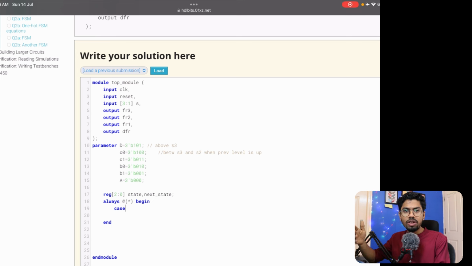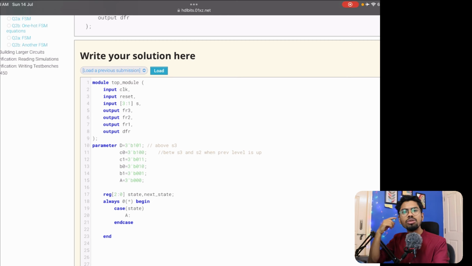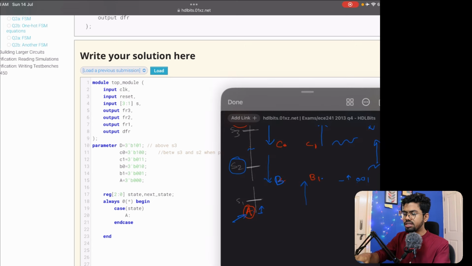In our previous problem of FSM, we have seen already that we can go the K-Map way also. There are other things also, but case is the best way to go. So I'll write state. Now, anytime I am at state A, if you have a rough state transition diagram, it will help you to visualize it. But for our case, actually this diagram is enough. The state diagram is not so required here.